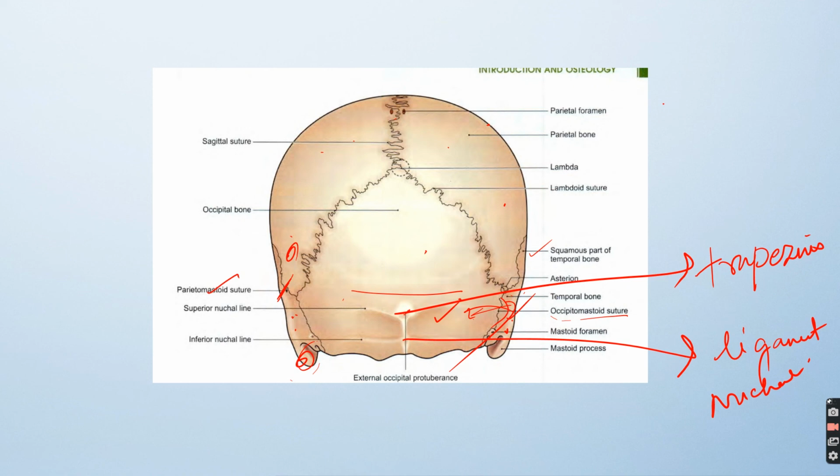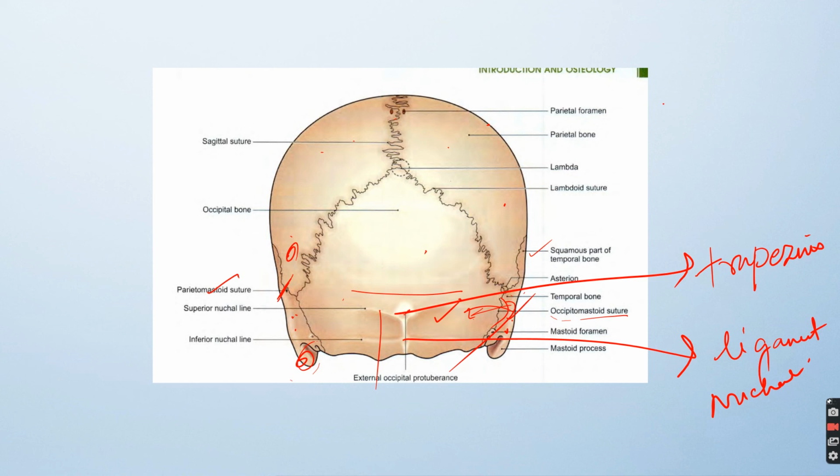The next is the superior nuchal line. The median part of the superior nuchal line again gives rise to trapezius, whereas the lateral part provides for sternocleidomastoid, which is one of the most important and famous muscles, and splenius capitis. You have to remember, median is trapezius, sternocleidomastoid is lateral, and splenius capitis is also lateral.